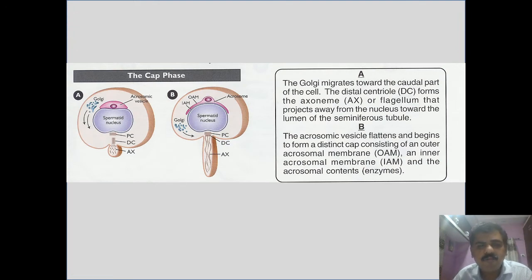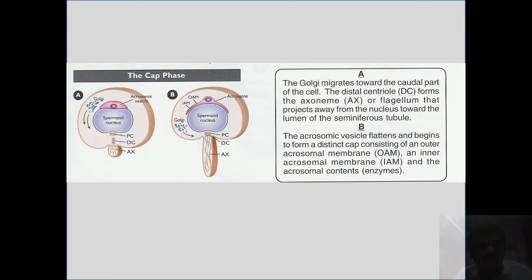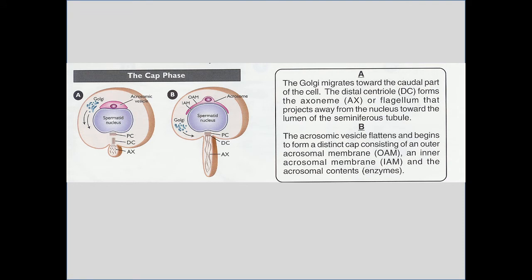Then the next phase starts, that is the cap phase. The Golgi migrates toward the caudal part of the cell. The distal centriole forms the axoneme or flagellum that projects away from the nucleus toward the lumen of the seminiferous tubule. Here all these Golgi bodies are migrating. The distal centriole forms the axoneme, and the proximal centriole works as an attachment.